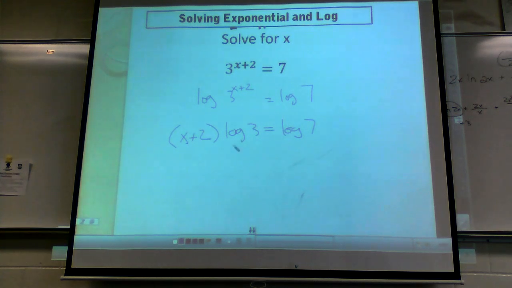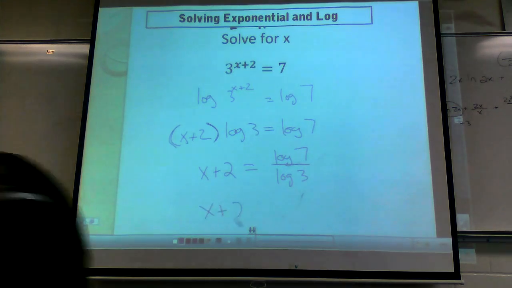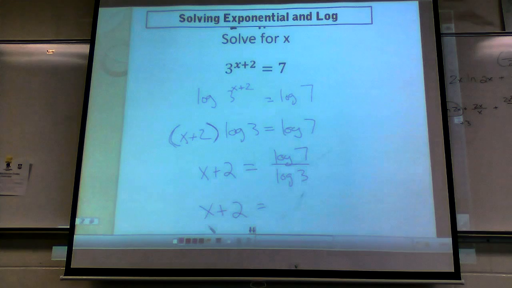This is x plus 2 times a number. Log of 3 is a number, a constant, just like if you had a 2 or a 5 there. Since the whole x plus 2 is multiplied by log of 3, you move it to the other side by dividing, which is directly opposite. This is the point where you go to the calculator and get a number. It would be log of 7 divided by log of 3. Whatever that number equals, that's what you set x plus 2 equal to.